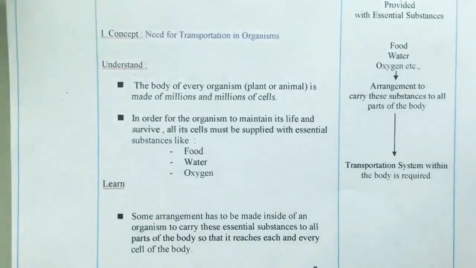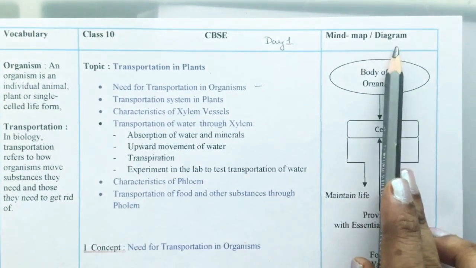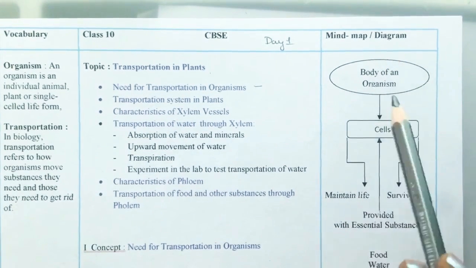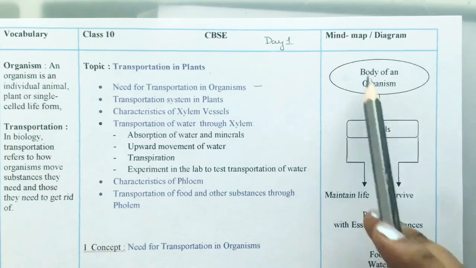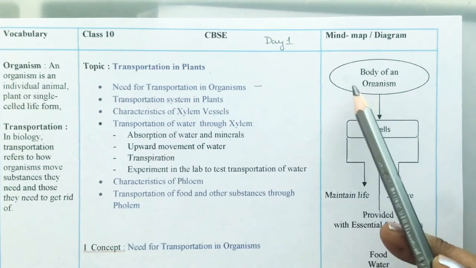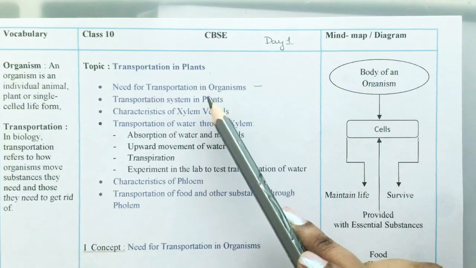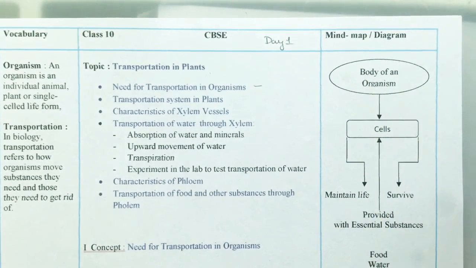Now, if you see, there is another section called mind map or diagram. Suppose you have a diagram in your textbook which needs to be learned, you can draw the diagram here and you can learn it. The other thing we see is a mind map, which is related with the topic need for transport in organisms. I have done it like a mind map so that I keep it in mind when I am reviewing. It's easy for me to study.